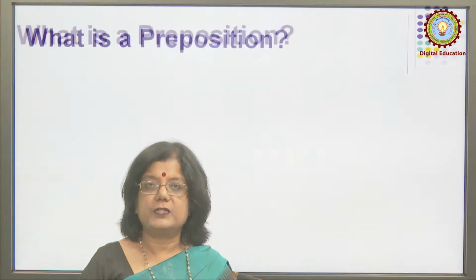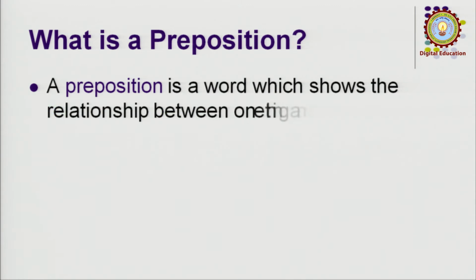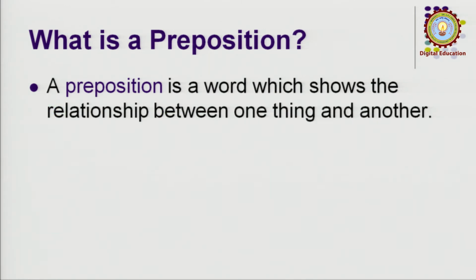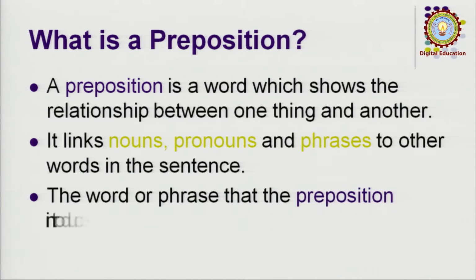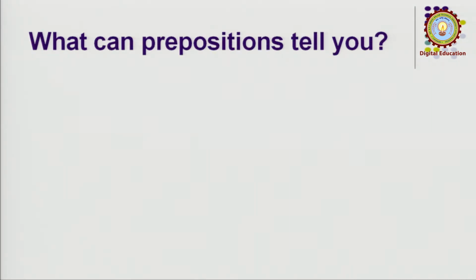What is a preposition? How to define a preposition? In my view, a preposition is a word which shows the relationship between one thing and another. It links nouns, pronouns and phrases to other words in the sentence. The word or phrase that the preposition introduces is called the object of the sentence.